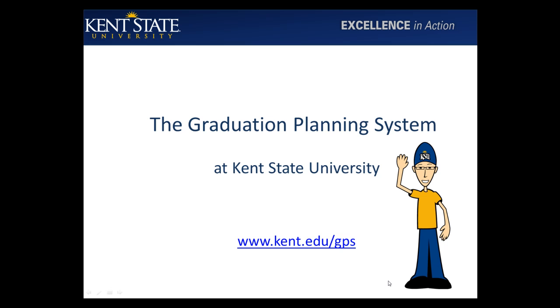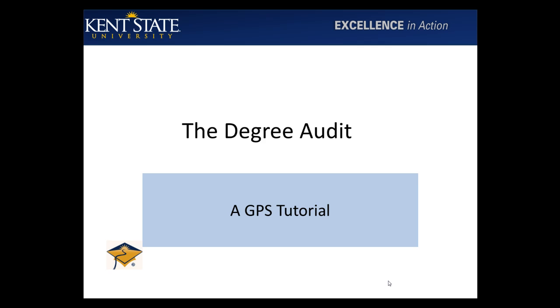And welcome to an introduction to the graduation planning system at Kent State. Also known as GPS, this is designed to provide you with an easy to understand and easy to follow pathway to your graduation. In this tutorial, we are going to walk through the degree audit component of GPS. The audit provides a summary of all of your degree requirements merged with your academic record, and it is the official document we will use to clear you for graduation.